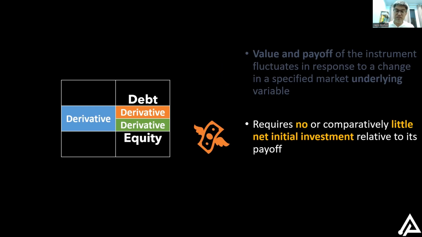Another important element of the definition of a derivative is that it does not require any substantial initial investment. So it requires little or no, or comparatively little, net initial investment relative to its payoff. How do we imagine that? Imagine if you want to be exposed to the upside of San Miguel shares, and currently it's trading at 100 pesos per share. You can buy 1,000 shares at 100 pesos per share by cashing out 100,000 pesos in exchange for 1,000 San Miguel shares. And if the value goes up from 100 to 110, you can sell all those shares and generate 10,000 pesos worth of gain. That's your traditional approach.